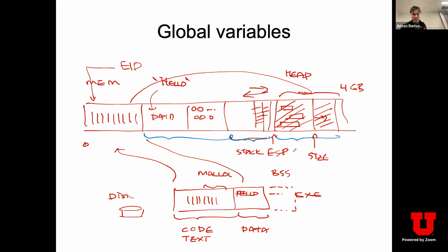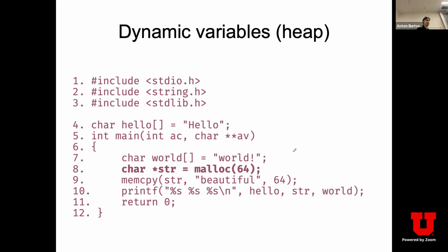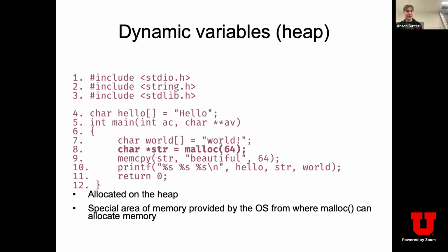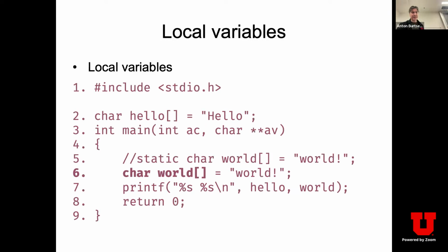Just to keep going, here is an example of allocating a dynamic variable in a heap. We say something like malloc in C, please allocate me 64 bytes, and this will be a char pointer into that memory. Then you can copy something like beautiful into this string and combine it with printf, which will print hello, beautiful world, right? So dynamic variables live on a heap. I have a slide to draw you a heap, but I already did it.